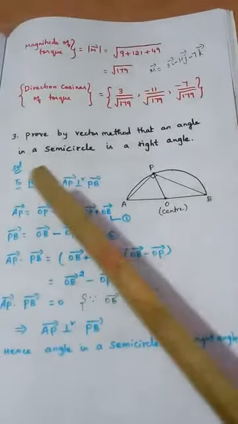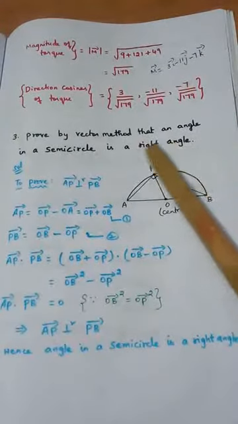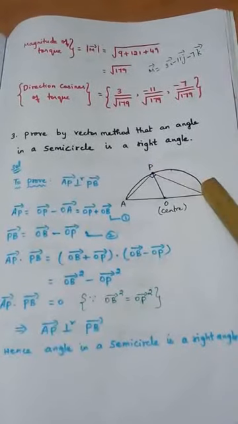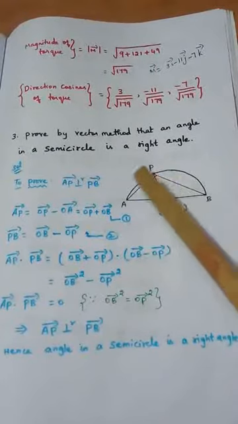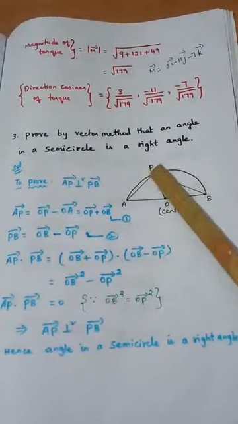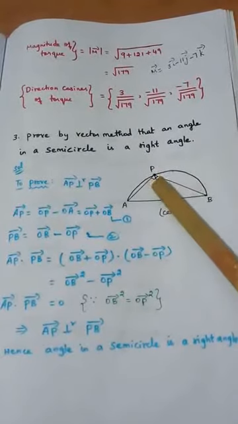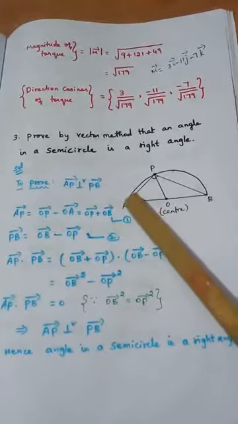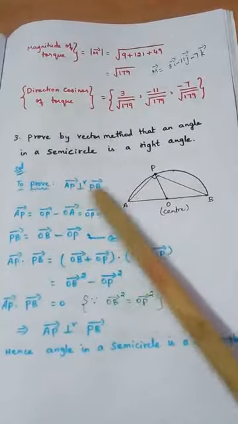Okay, what do I have to prove now? The angle is a right angle. You know very well right angle means 90 degrees. So I need to prove that AP and PB are perpendicular. Then only the angle will be 90 degrees. I need to prove that the line AP and the line PB are at right angles. So to prove: AP vector is perpendicular to PB vector. That is what I have to prove.